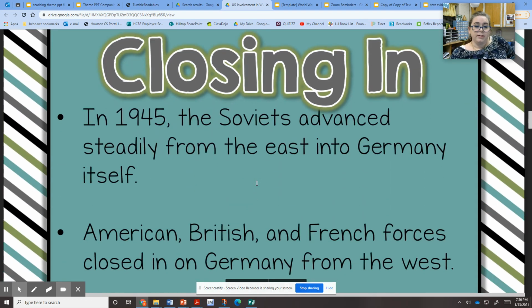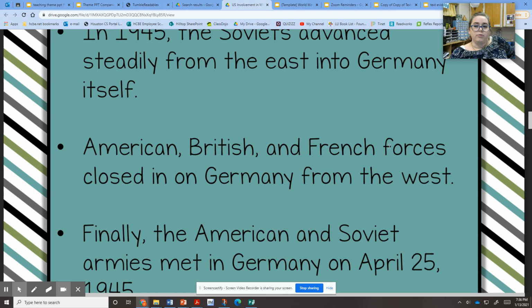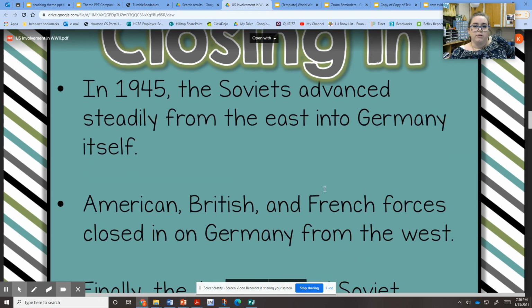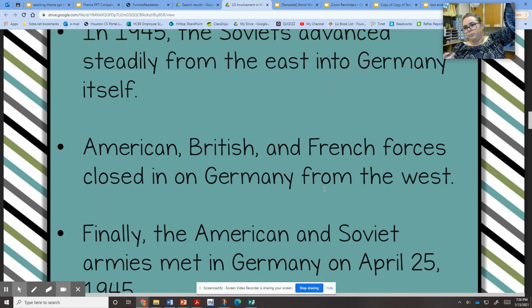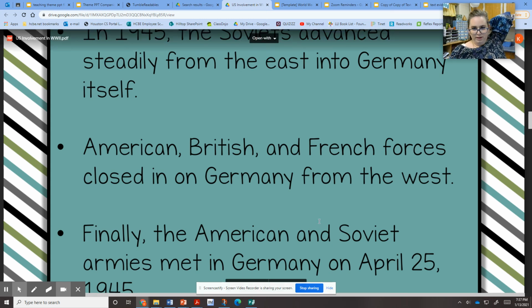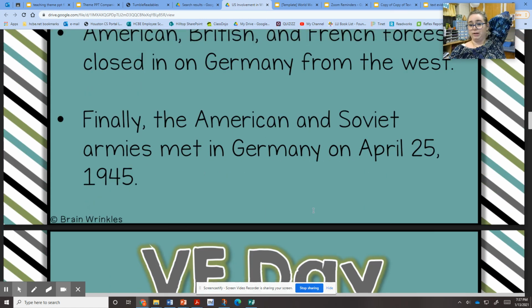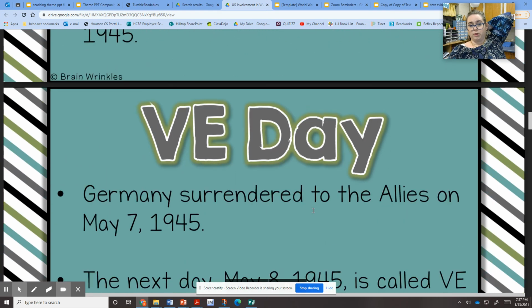Closing in. In 1945, the Soviets advanced steadily from the east into Germany itself. American, British, and French forces closed in on Germany from the west. So, Soviets, Russia, coming down into Germany from the east. We were coming in from the west. And we met in Germany on April 25th, 1945, where we were ready to put it all down.